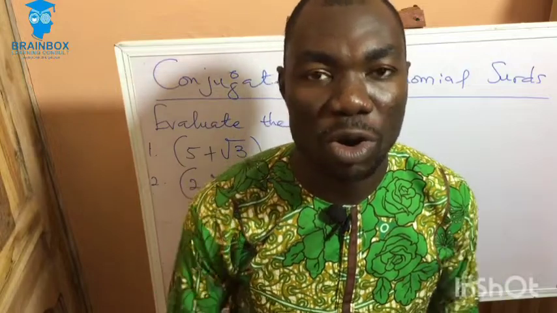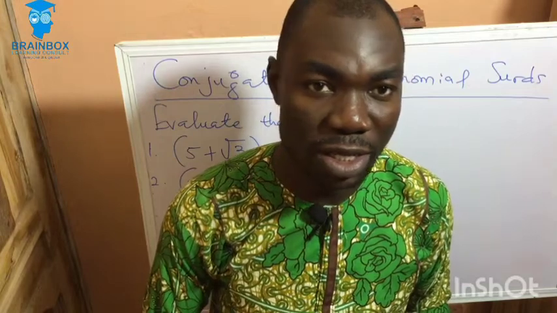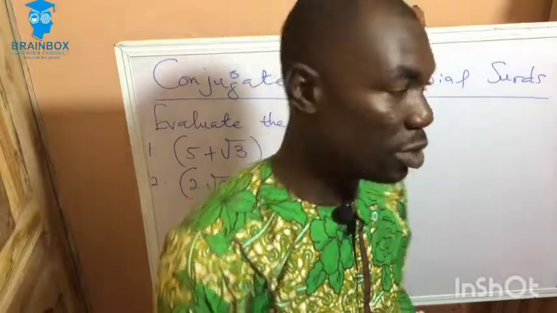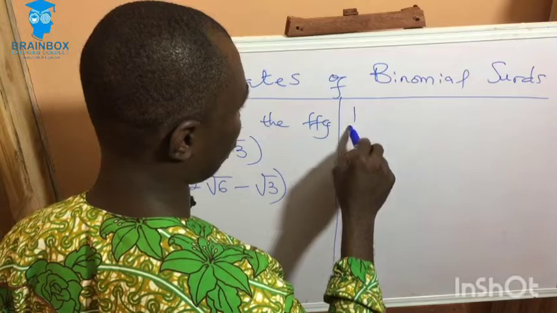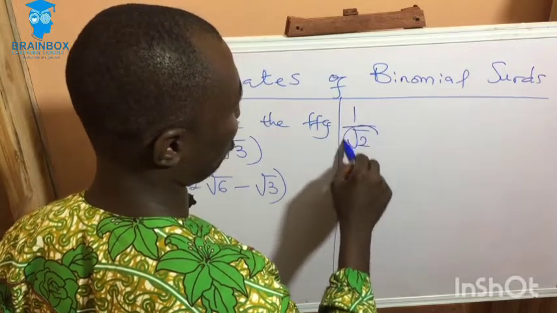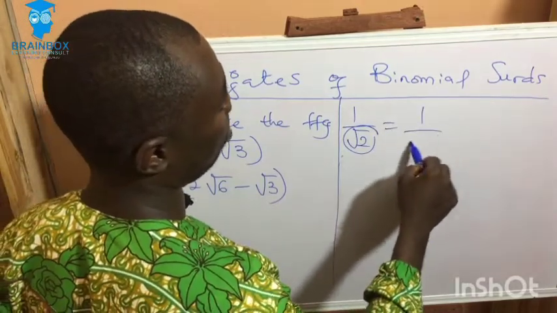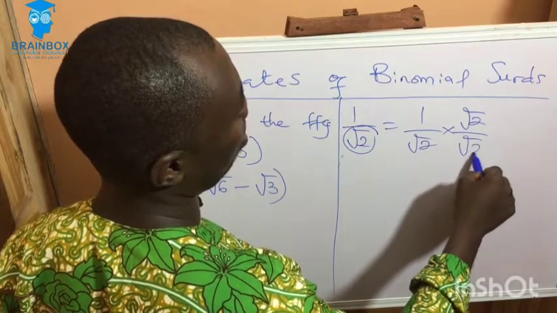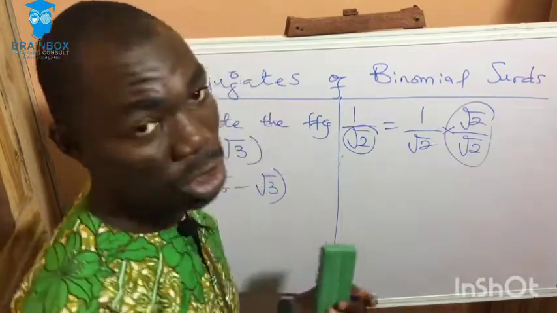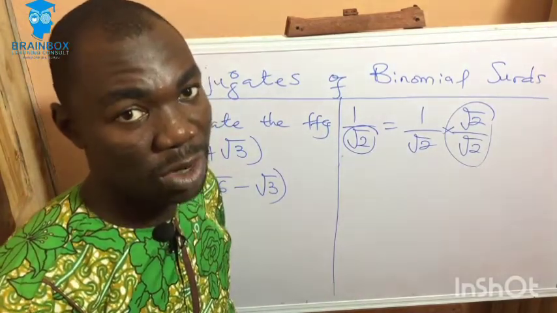Now, when the denominator of the surd is a single surd, for instance, when you have something like this, this is a single surd. You just rationalize. I've explained that previously, so do check out that video. Rationalize. This is much easier than the conjugate of binomial surd.